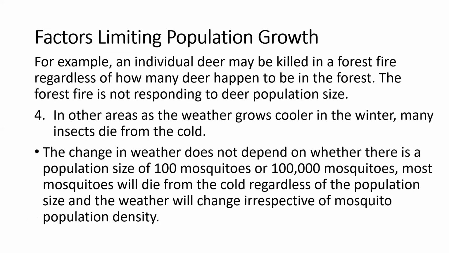Factors limiting growth rate again. For example, an individual deer may be killed in a forest fire, regardless of how many deer happen to be in the forest. Whether it's two deer, four deer or 1,000 of them, they don't care how many deer are in the forest. The fire will just go in there. The forest fire is not responding to the deer population.